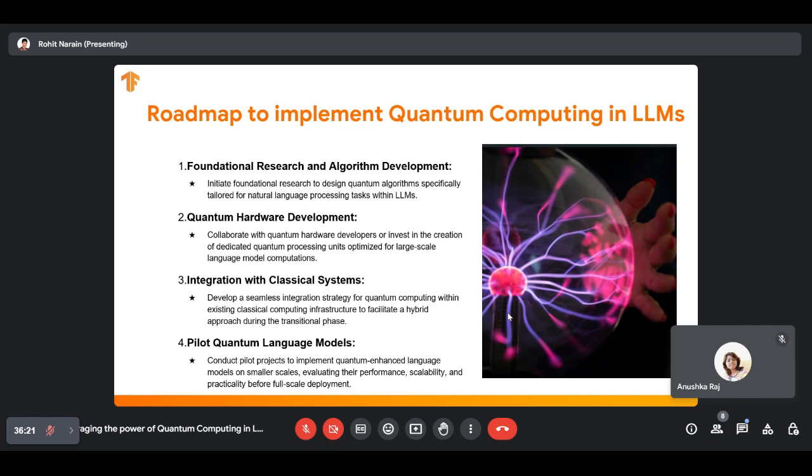Okay, and then we can use some pilot quantum language models as well. We need to conduct some pilot projects to implement quantum enhanced language models on smaller scales, used to evaluate their performance, scalability, and practicality before full scale deployments. Right.